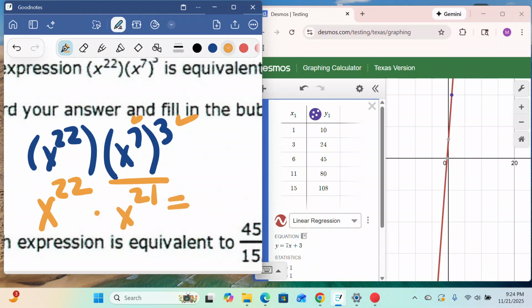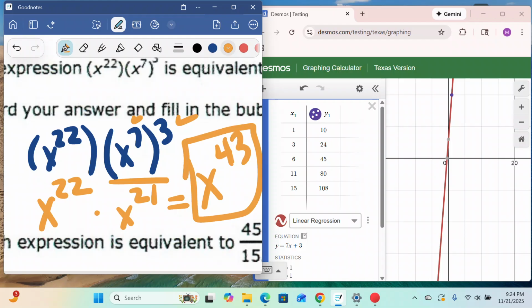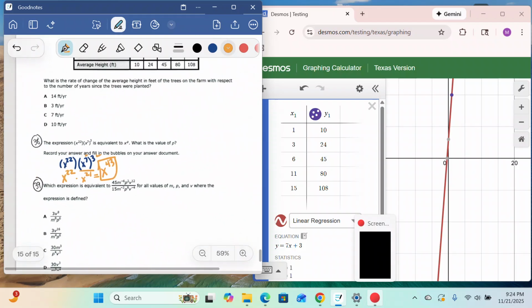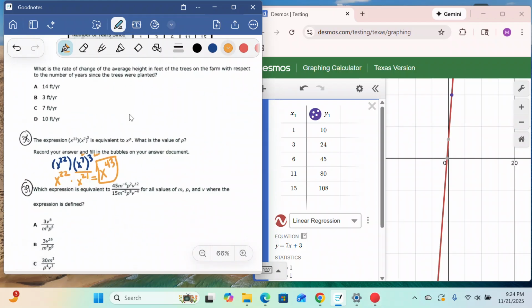And then I'm going to add the powers, and that's going to keep the same base. I'm going to add the 21 plus the 22, and that gives me 43. So that is my answer. The question at hand on this one is that p equals 43. And that is my only answer choice.